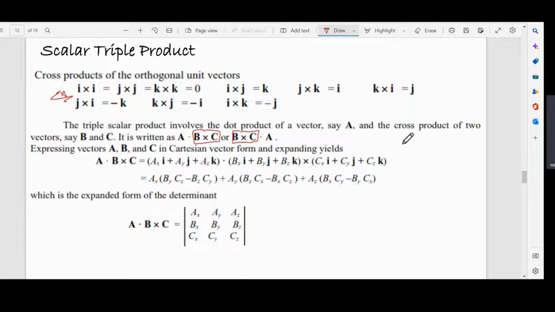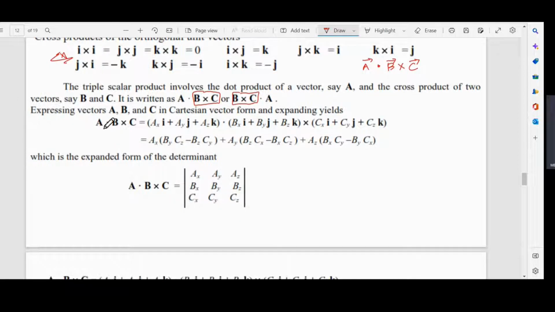Or kung isulat natin sa blackboard to, magiging A. Dapat naka-unit, naka-Cartesian vector form lahat ng ating forces. Nakita nyo, gumamit tayo dito ng bold letter. Therefore, it signifies that we will be using Cartesian vector form. Okay, Cartesian vector. So, expressing all the forces into their equivalent Cartesian vector form. So, here, A dot B cross C or B cross C dot A is equal to the expansion or magiging ganito. So, paano nangyari ito?